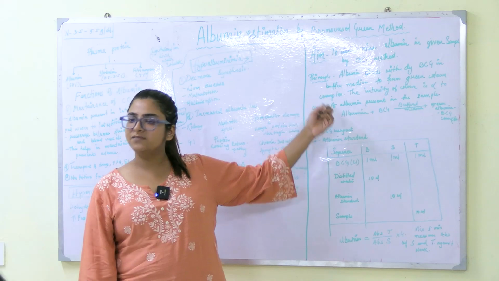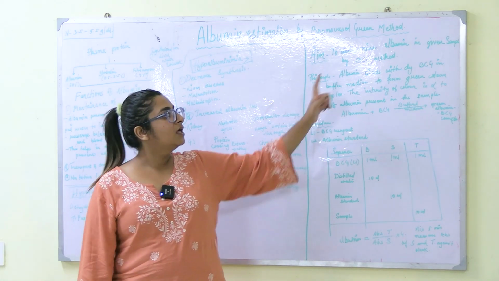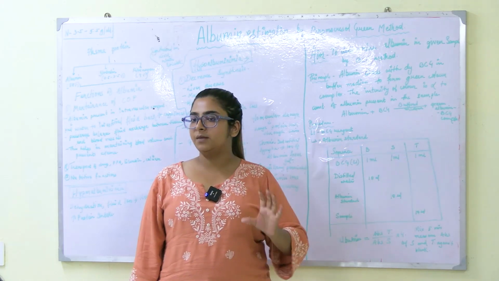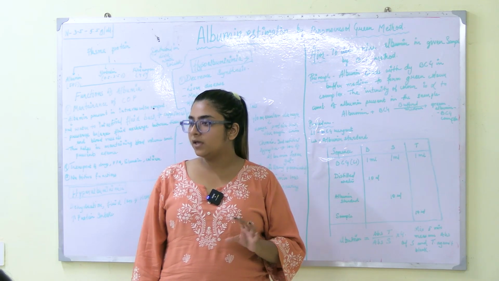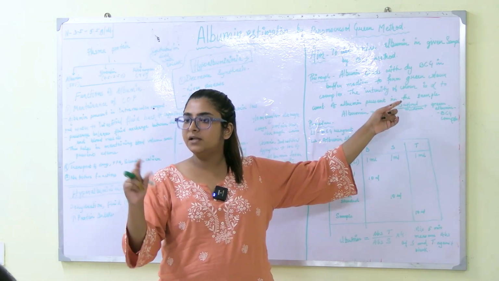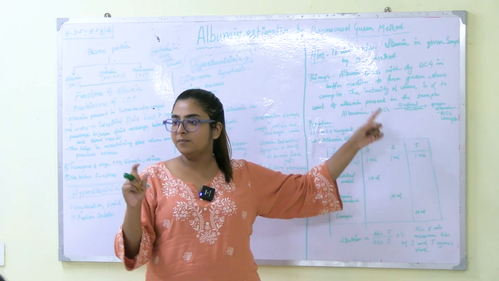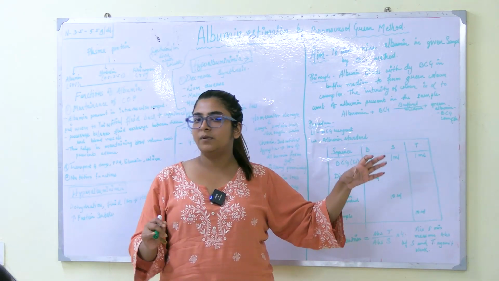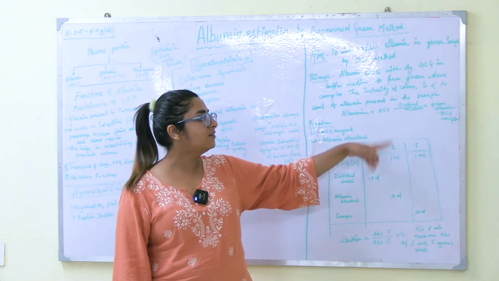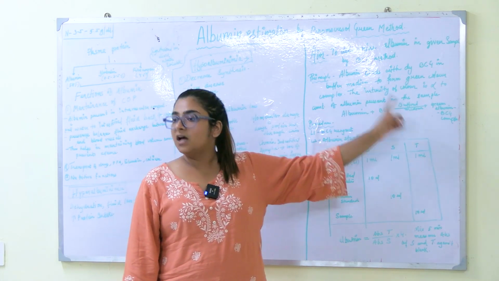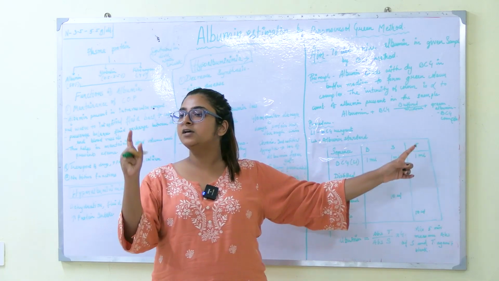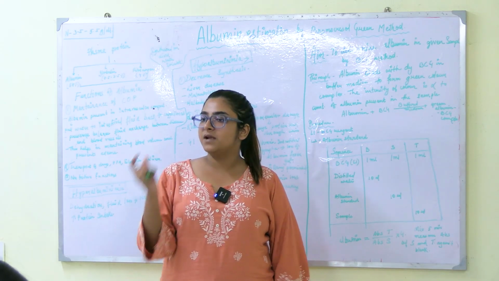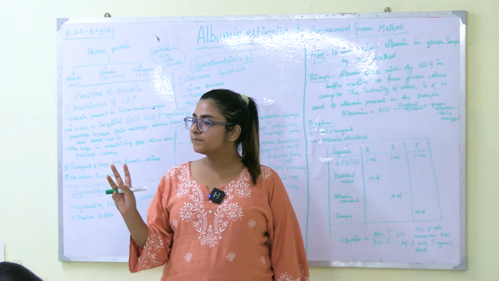What is the principle? The principle is very, very important, as you all know. Albumin binds with the BCG dye or the BCG reagent in a buffer medium. The albumin present in the sample binds with the BCG in buffer medium to give a green colored complex. Now the next line is very, very important: the intensity of the color of the complex is directly proportional to the amount of albumin that is present in the given sample.